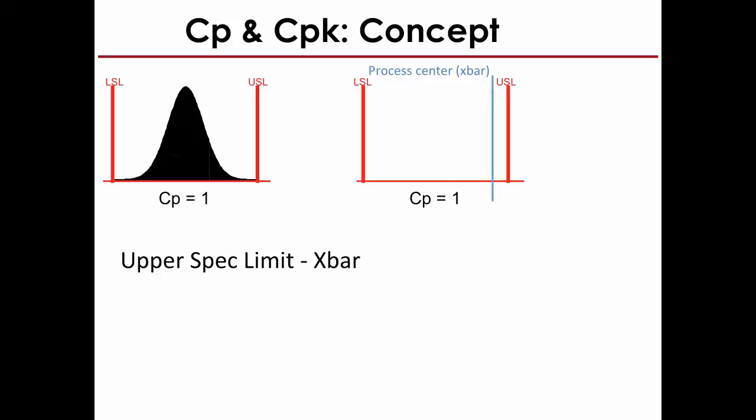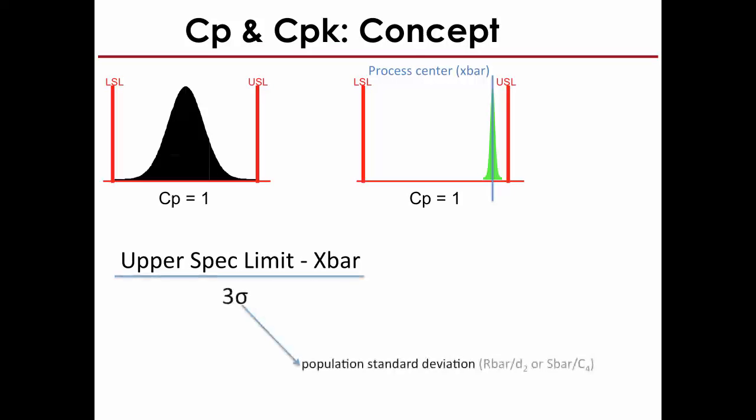But there is a distinct difference between these two different data sets and the amount of variation that's present. So in order to account for the amount of variation, I divide my upper spec limit minus the X bar by 3 sigma. Of course, sigma is my population standard deviation that I estimate by taking R bar divided by D2 or S bar divided by C4. This formula, the upper spec limit minus X bar divided by 3 sigma, will tell me my CPK value.